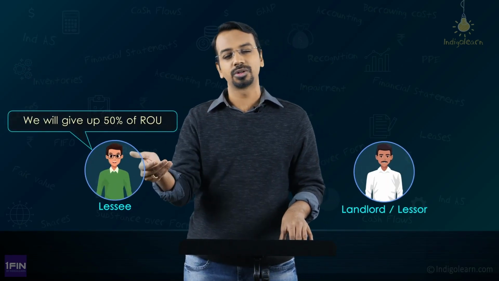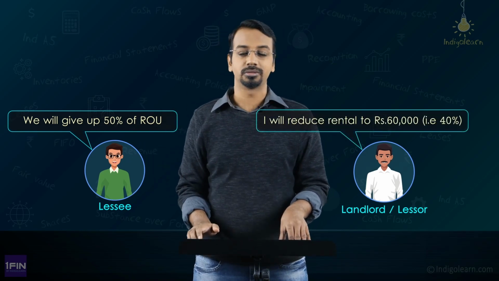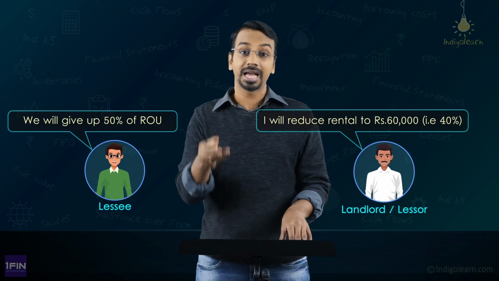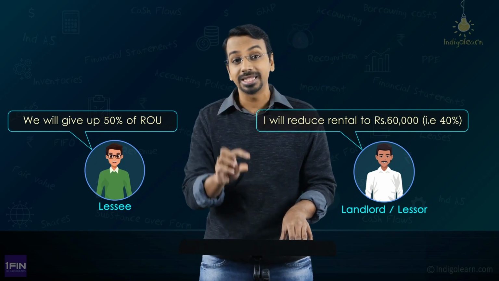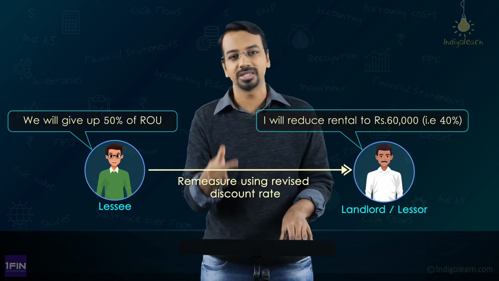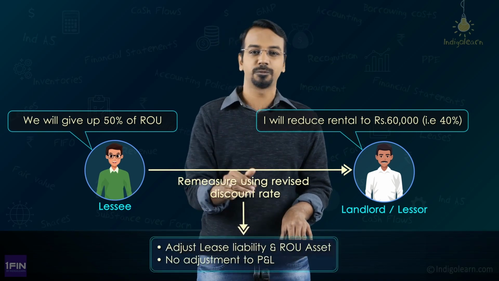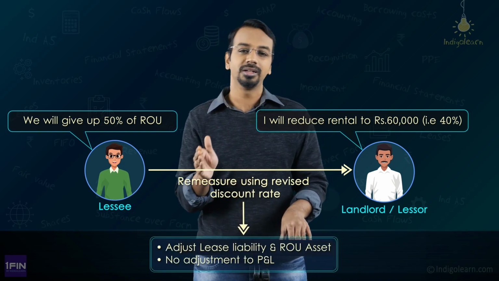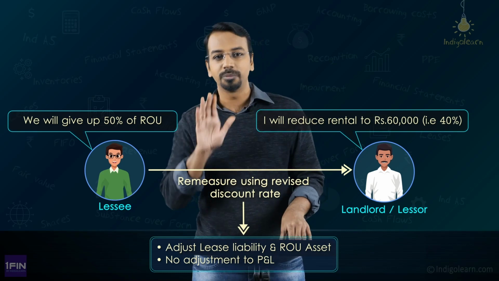Now, there could also be a case that though we gave back 50% of the right of use asset, the landlord would say, okay, from 1 lakh, I'll bring down the rental only to 60,000. Okay, I'll not bring it down to 50,000, I'll bring it down to 60,000. Again, this has to be remeasured using the revised discount rate, and the adjustments will have to be done to the lease liability and the right of use asset. Nothing will go to P&L.